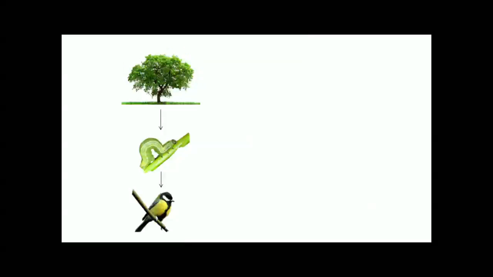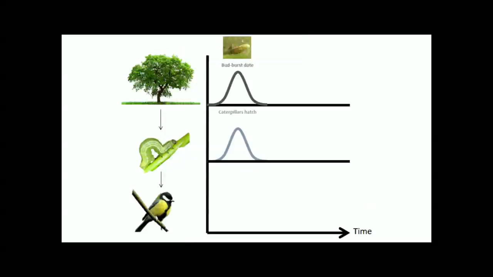Those caterpillars hatch and feed on the newly emerged leaves, and birds have to time their breeding to coincide with the peak abundance of these caterpillars in the environment. So we've got caterpillars hatching to match the peak in the bud burst of the trees. Those caterpillars grow over some period of time, and the birds have to time their breeding so that the peak of food demand for their offspring coincides with there being lots of caterpillars around in the environment.